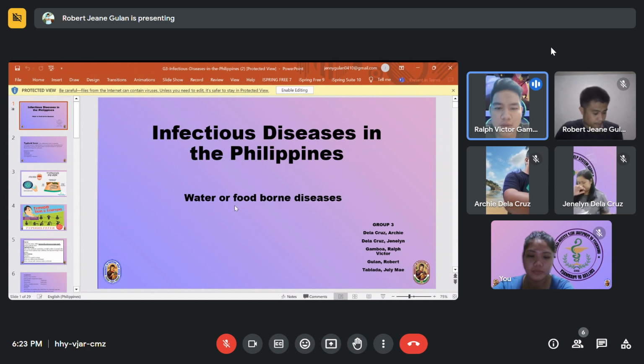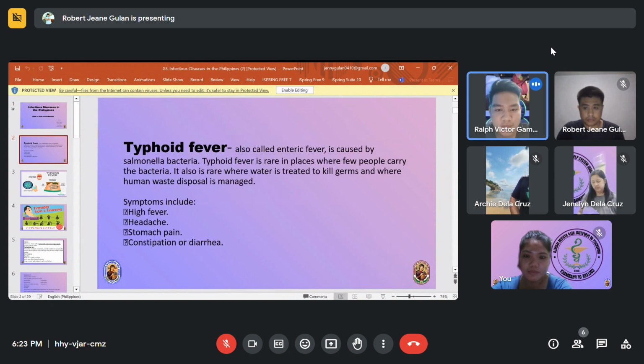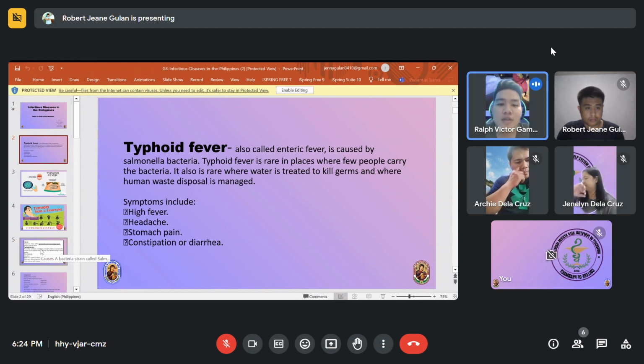First, water or foodborne disease. What are water or foodborne diseases? Food and waterborne illness, often referred to as food poisoning, is generally caused by eating or drinking food or beverages contaminated by bacteria, parasites, or viruses. These organisms are passed in the feces of animals and infected people.